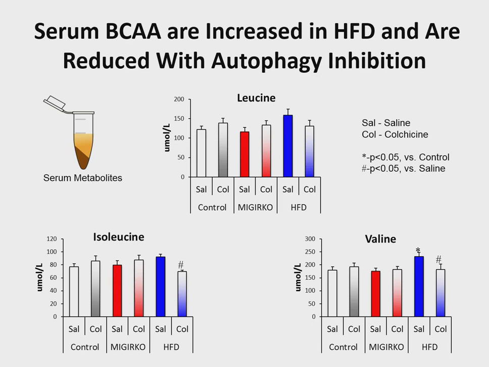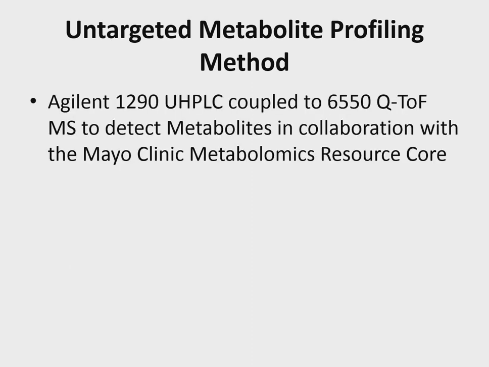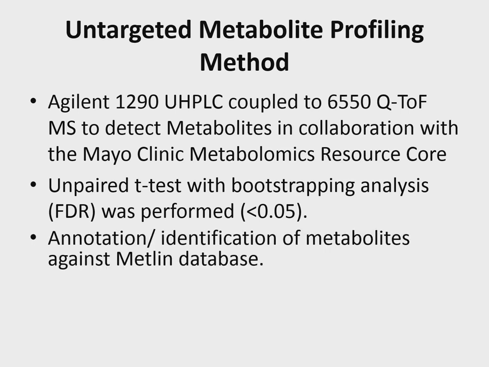Next, we went on to get a more global approach of what perturbation of insulin and IGF signaling in the muscle will do to the metabolites in muscle using an untargeted metabolite profiling method. We used ultra-high performance liquid chromatography with a quadrupole time-of-flight mass spec to detect these metabolites, again at Mayo. We used unpaired t-test with bootstrapping analysis for a false discovery rate set at p 0.05, and annotation identification using metabolic databases.